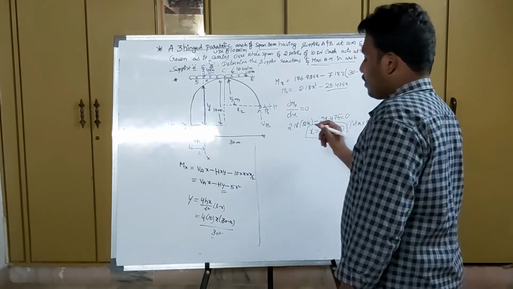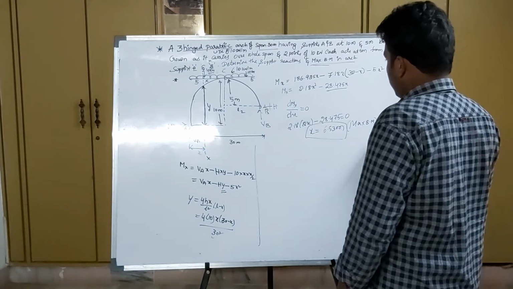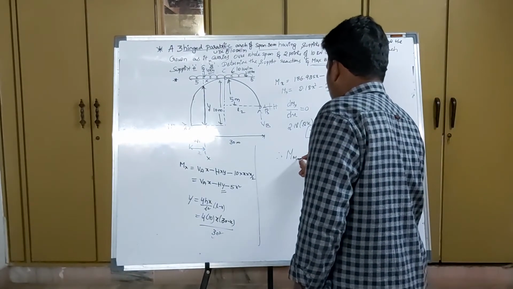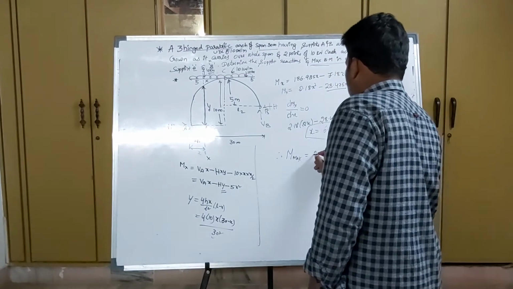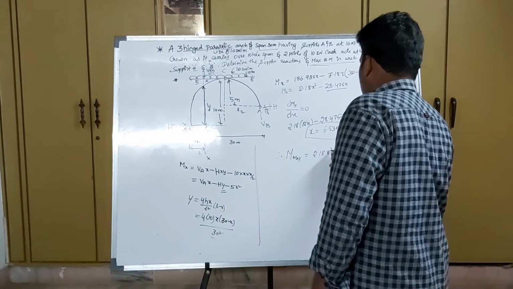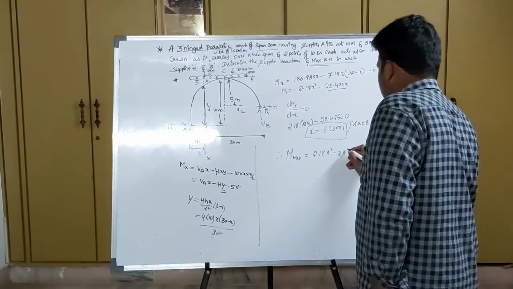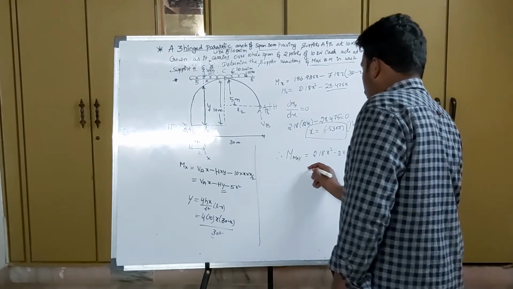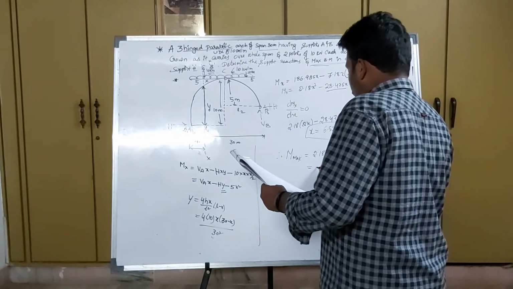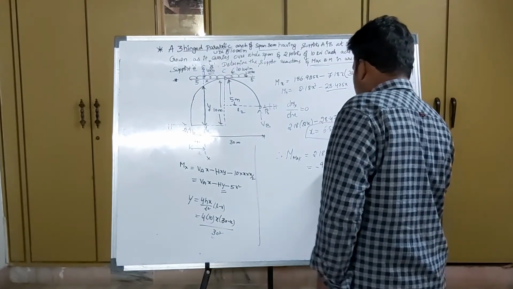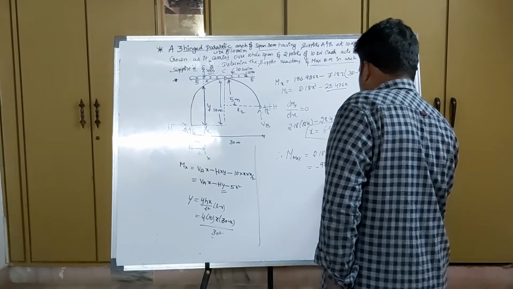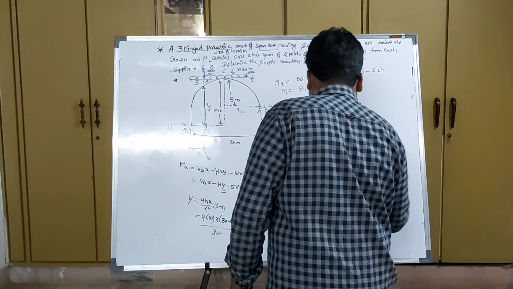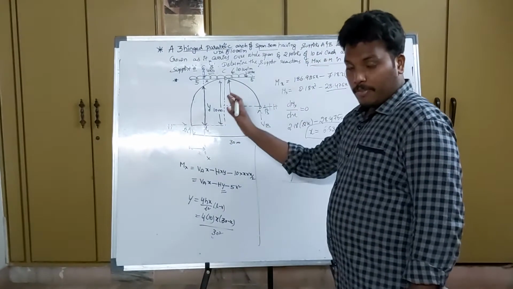This is the distance for the maximum bending moment. So substitute this value in this equation. Therefore, the maximum bending moment is equal to 2.18 x square minus 28.475 into x. Substituting x here, the value will be equal to minus 92.98 kilonewton meter. This is the maximum bending moment that can be obtained in the left half of the span.